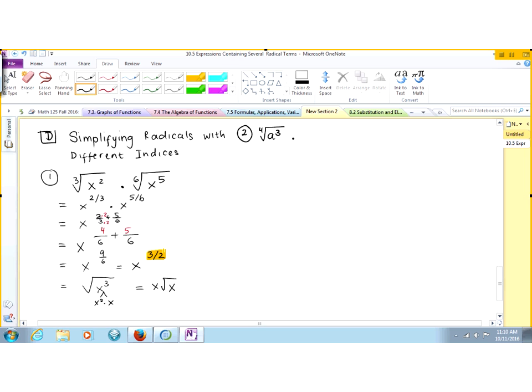So number 2: 4th root of a cubed times cube root of a squared. And then number 3: 5th root of a cubed b, multiplied by square root of ab. So give space because this is pretty long, you see. Can we do this first? Can you try it first? I think you could try.